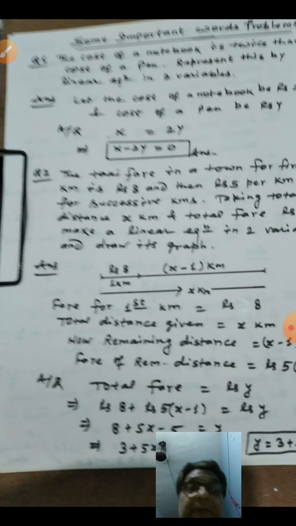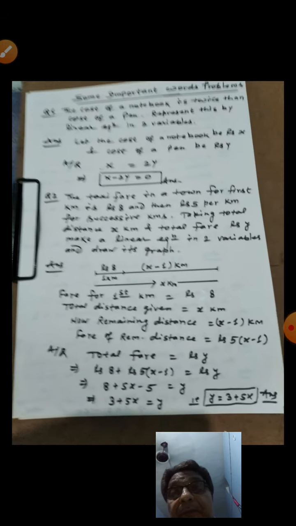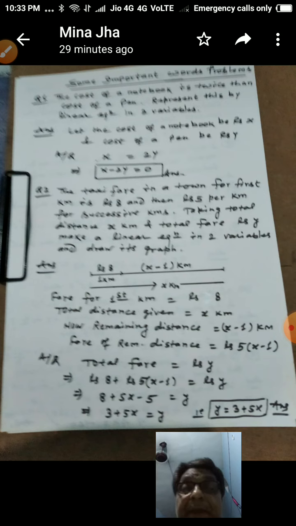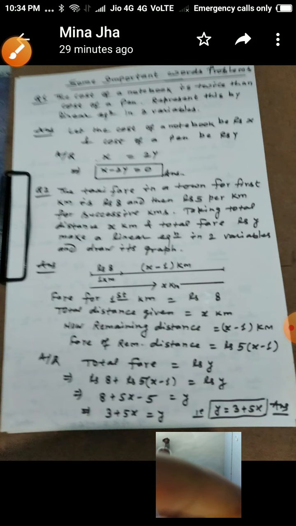Now the second question we take. The taxi fare in a town for the first kilometer is fixed, it is rupees 8, and after that rupees 5 per kilometer for each successive kilometer. Taking total distance x kilometer and total fare y rupees, represent this situation by a linear equation in two variables and then draw its graph. So here you see this figure.